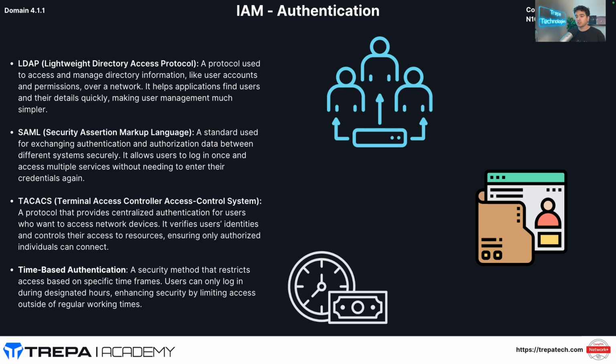Big difference between the two, Radius and TACACS. Radius is UDP, goes over port 1812. TACACS is TCP. I can't remember the port. Maybe I'll put it up in the post here. I think it's 179, but don't take my word for it. I'll check on that when I edit this video.